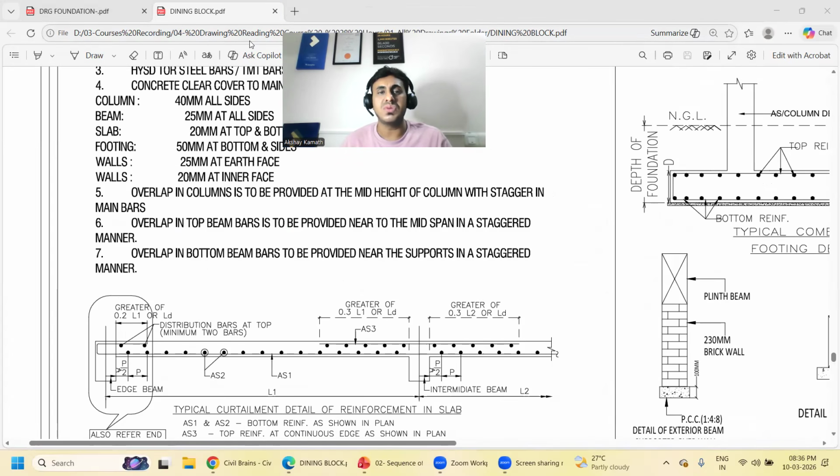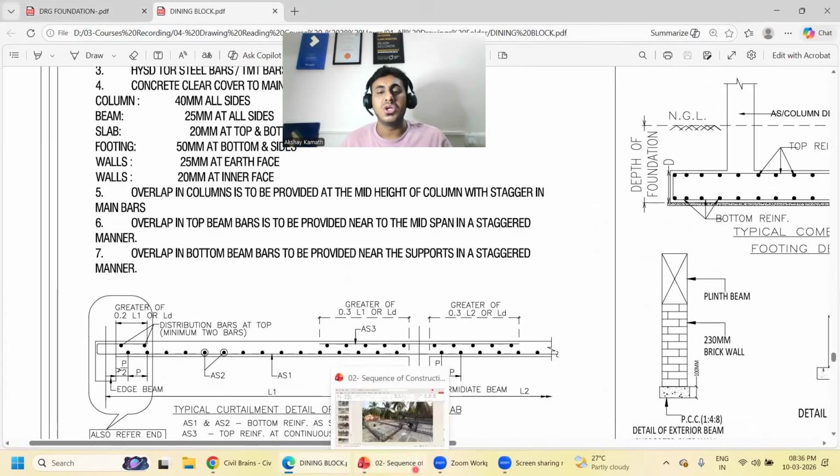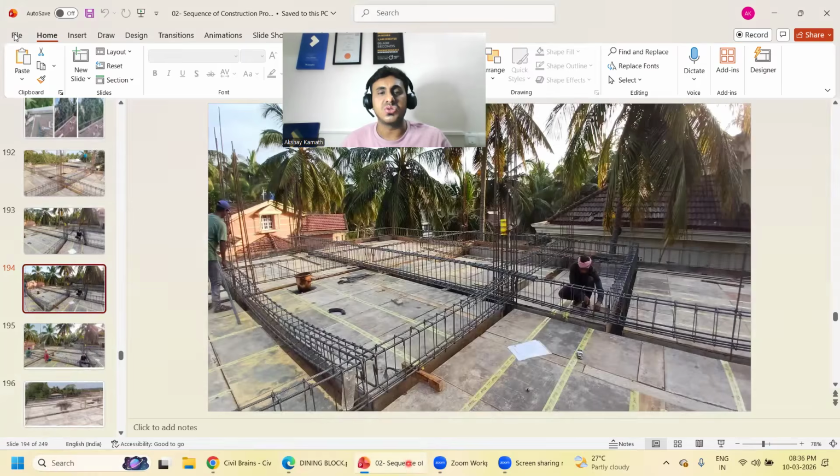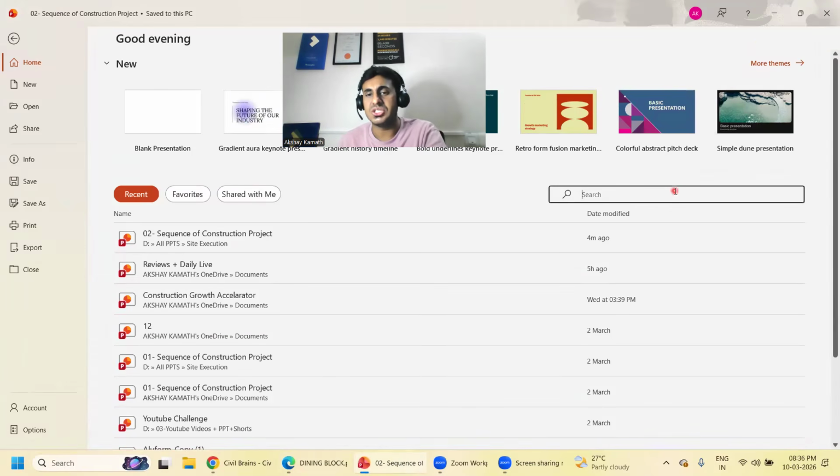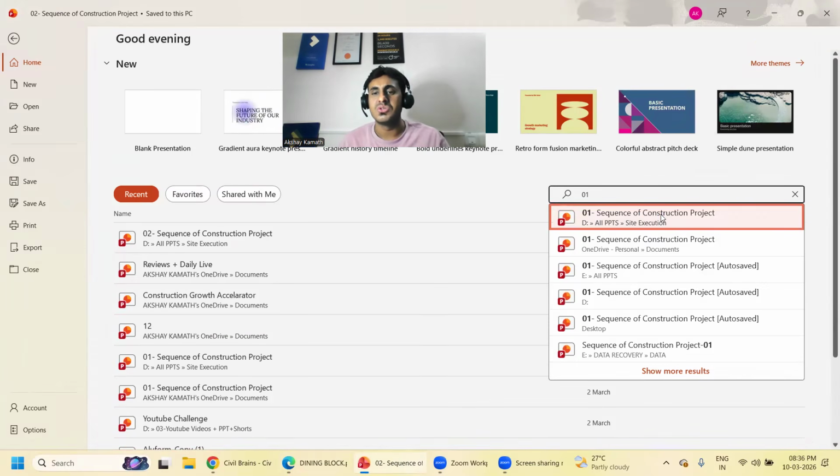So what is the meaning of this? We'll try to understand. Whenever you are lapping the bar in the column, you have to do the lapping at the center. What is the meaning of it? We'll try to see that. I'll just show you one practical image so that it is easy for you to understand.